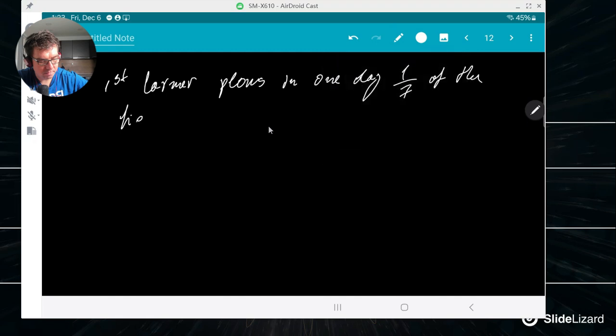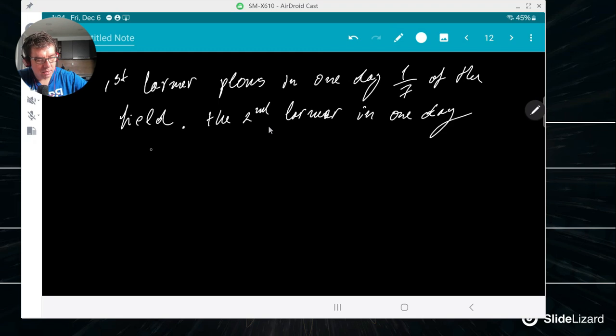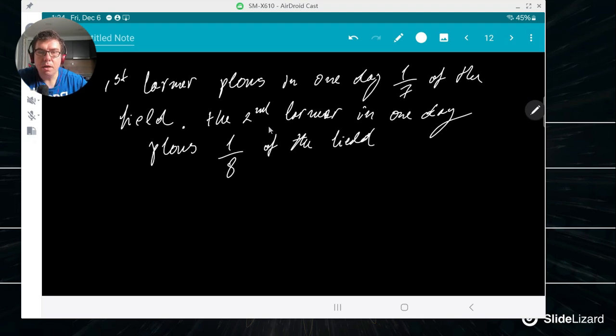This is because he can plow the whole field in 7 days, and we assume that he's working an equal amount each day, and therefore each day he does 1/7 out of the total field, right? So the second farmer in 1 day plows 1/8 of the field, because he can do it in 8 days. So each day he does an equal amount, so each day he does 1/8 of the job, right?